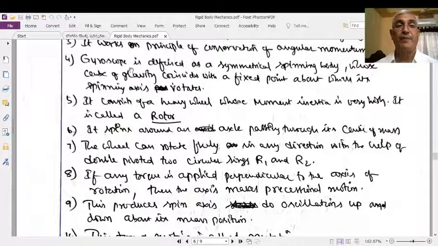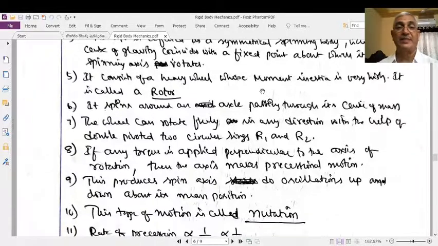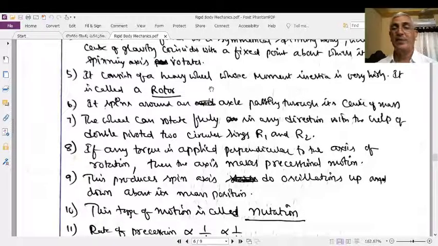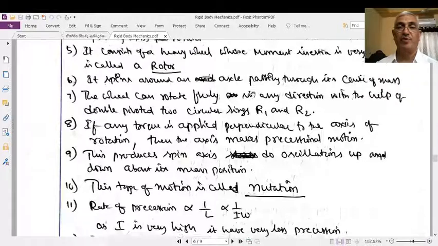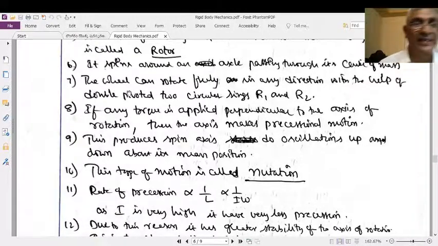Therefore, the spinning disc's center of gravity is nothing but the fixed point about which the axis of the rotor can rotate or precess. That motion is known as the precessional motion. It consists of a heavy wheel whose moment of inertia is very high, and it is called the rotor. It spins about an axle passing through its center of mass. That axle is known as the axis.